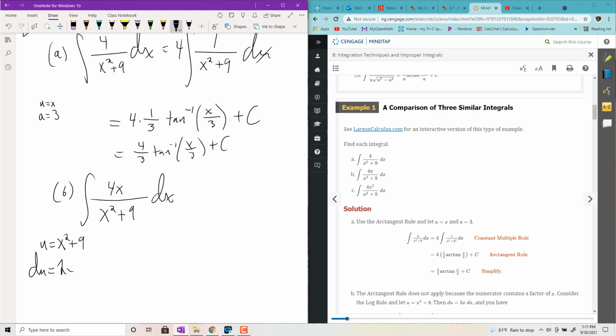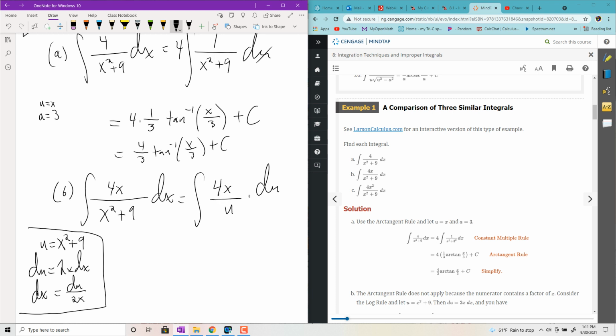Du is then 2x dx, and then I like to solve for my dx. I mean, it would be nice if we could do all of our integrals in our head, but maybe someday we'll get to that point, but not today. This is 4x all over u times dx, which is du all over 2x.